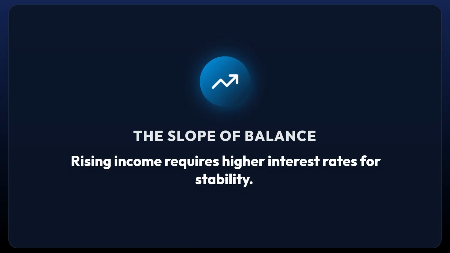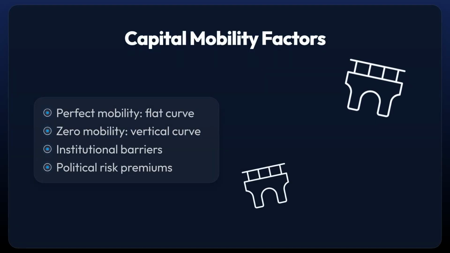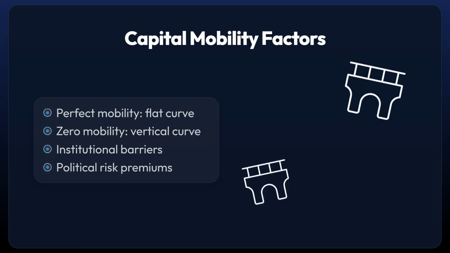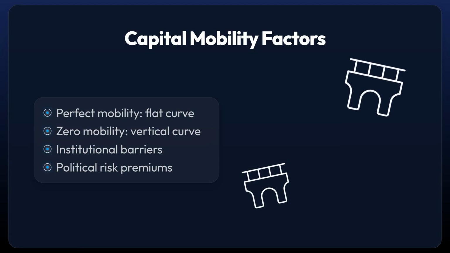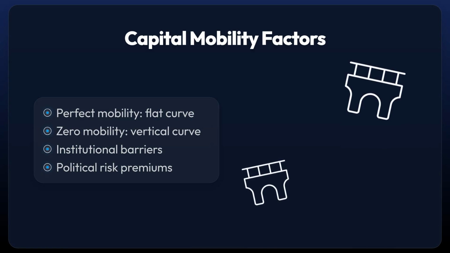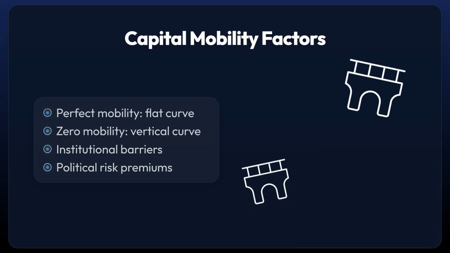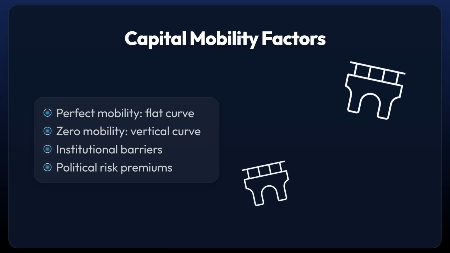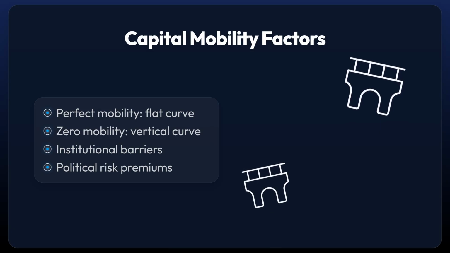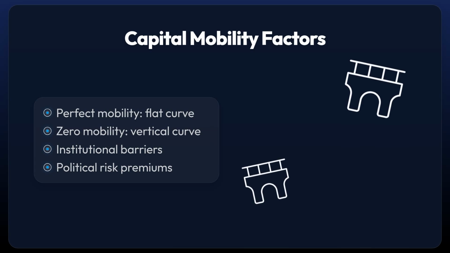The steepness of the BP curve depends on how easily money moves across borders. In a world of perfect capital mobility, the curve is a horizontal line at the world interest rate. For example, in global financial hubs, even a tiny change in interest rates can trigger a massive flood of capital. However, if a nation has strict capital controls or high political risk, the curve becomes steeper as investors require a much larger incentive to move their funds.